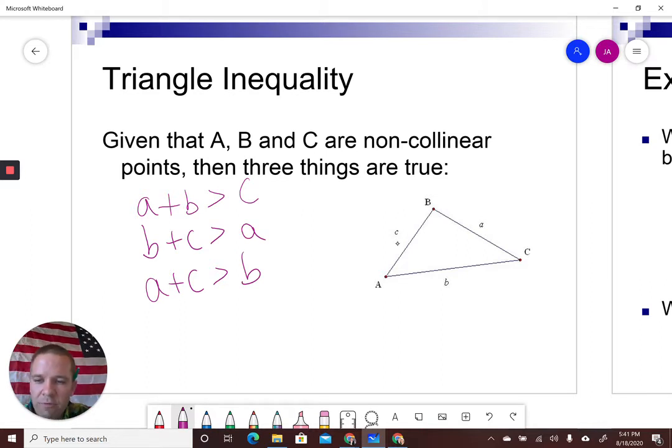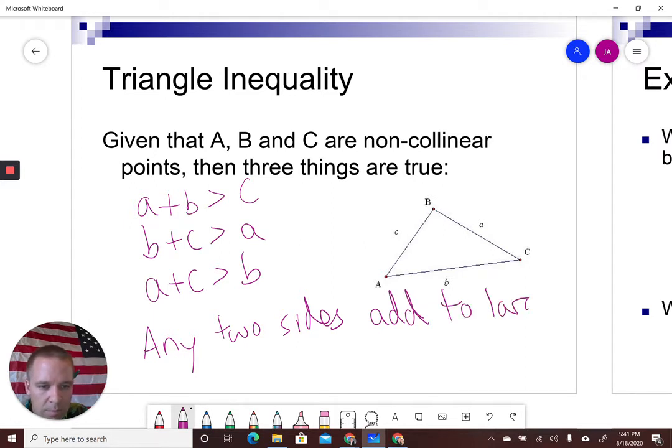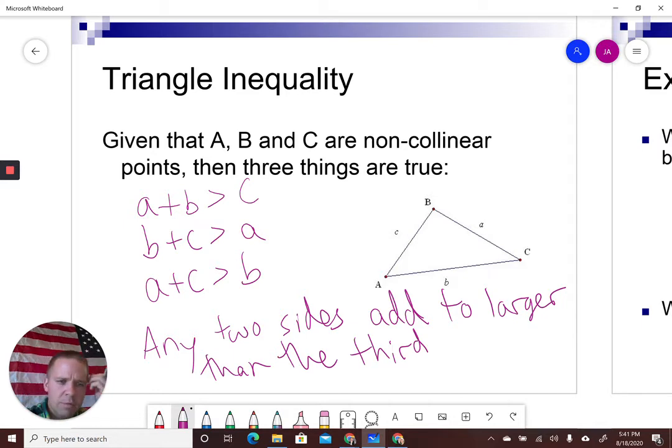Another way of formally writing it, which we already said, is that any two sides add to larger than the third. Something like that. Okay? Cool. Fantastic.